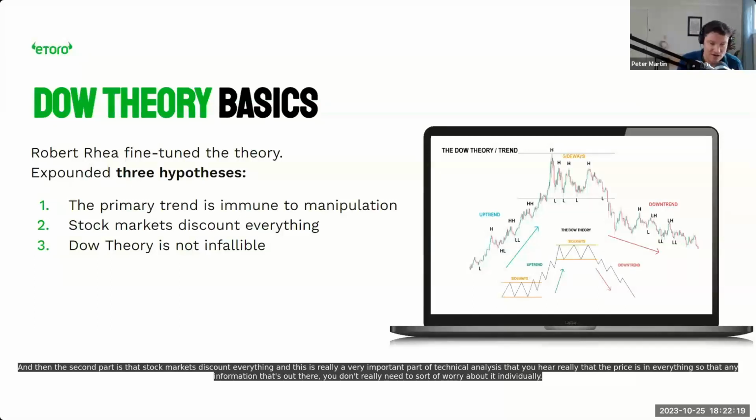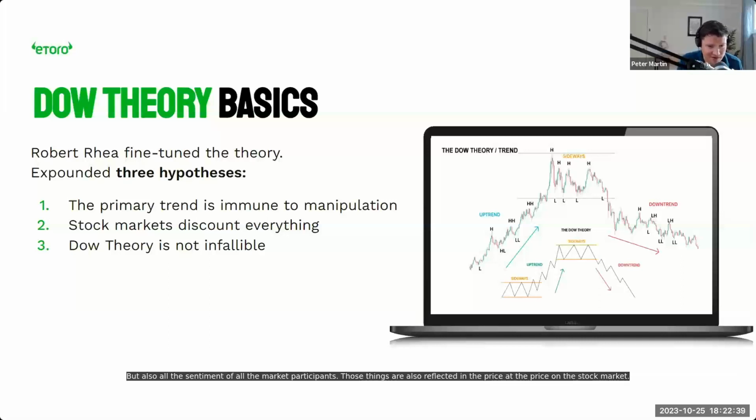Now, this is a very important part of technical analysis that you hear, that the price is in everything. So any information that's out there, you don't need to worry about individually. The market will react very quickly to anything that comes out, and price will react. So everything's incorporated, including all the financial data, all the company information, but also all the sentiment of all the market participants. Those things are also reflected in the price. So the price in the stock market discounts everything.